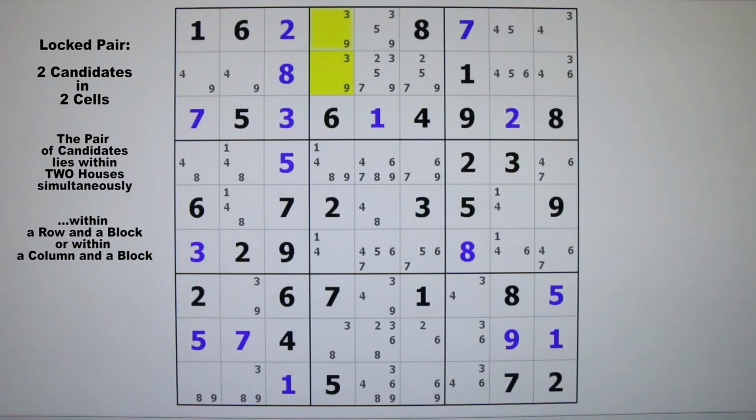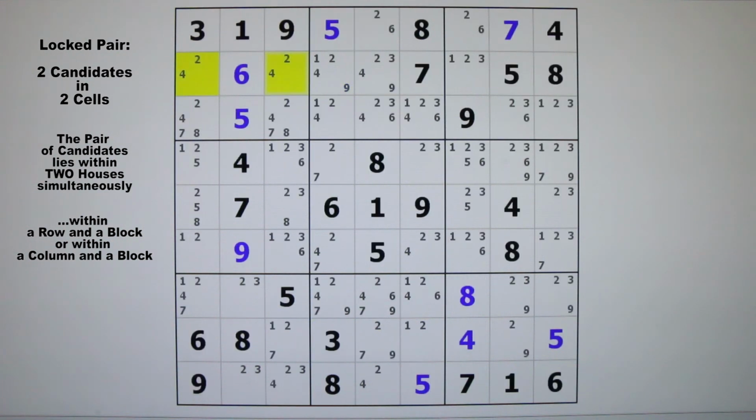Okay, the next one, we have a 3 and a 9, 3 and a 9. They lie in column 4. I'm starting to get confused here. They lie in column 4 and in block 2. So you can eliminate the 3 and the 9 from the rest of the block, and you can eliminate the 3 and the 9 from the rest of the column.